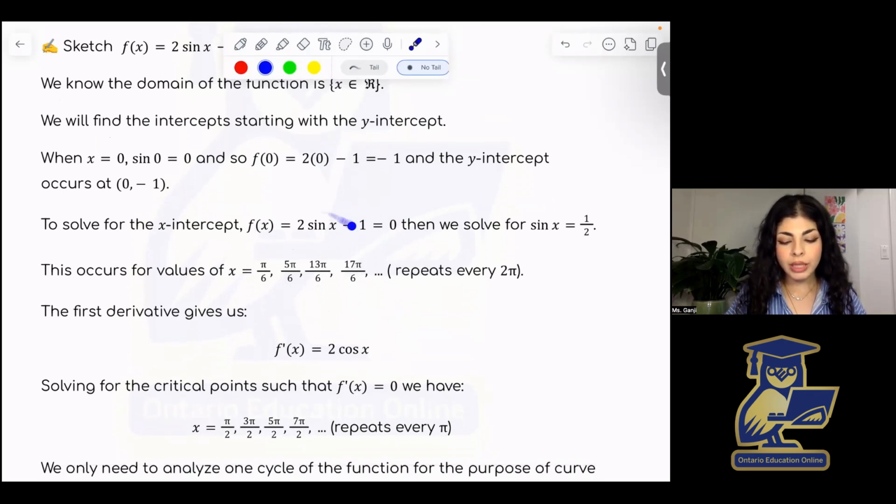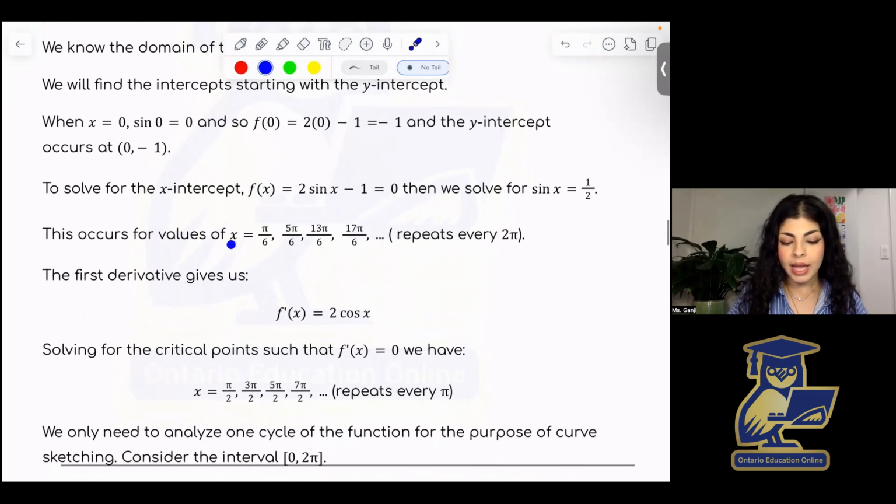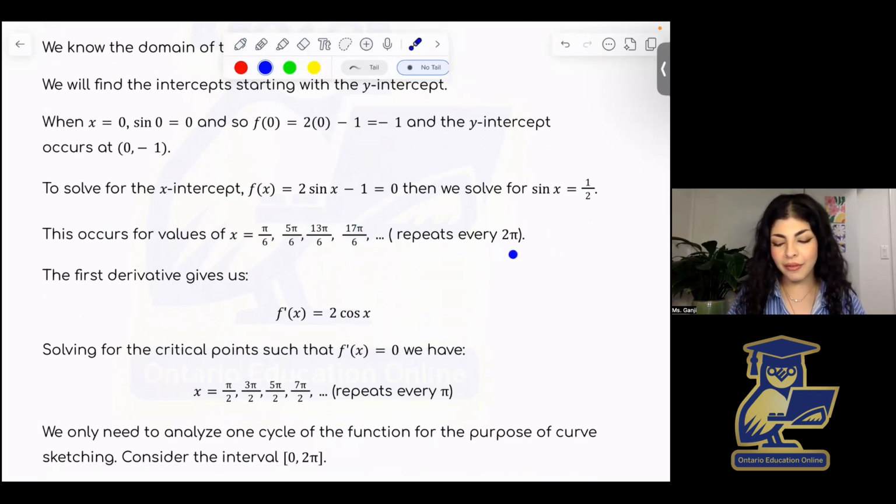But for this function, this means that 2 sine of x is equal to 1, and then dividing by 2, we have sine of x is equal to 1 over 2. Now this is one of our basic trigonometric properties that we should know. And this occurs when x is equal to pi over 6, 5 pi over 6, 13 pi over 6, 17 pi over 6, and repeats every 2 pi.